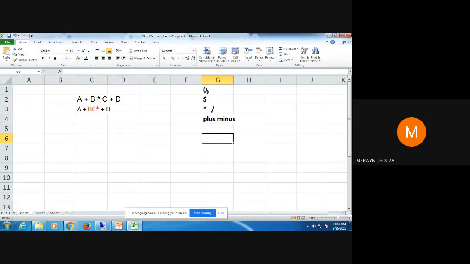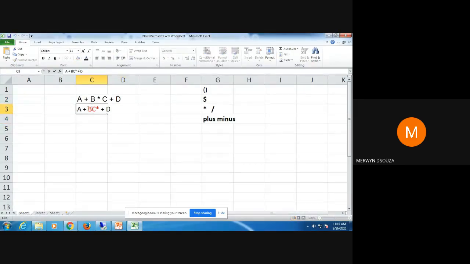There are no parentheses. There is no dollar. There is no division. There is only multiply and there is only plus. So that's why, when you compare, multiply has higher priority, and that's why we have solved multiply first. The two operands surrounding multiply were B and C, so we have taken B and C, and we have converted it like this.